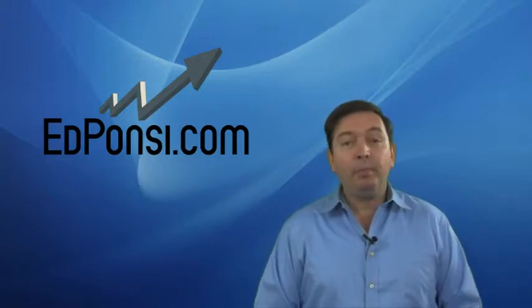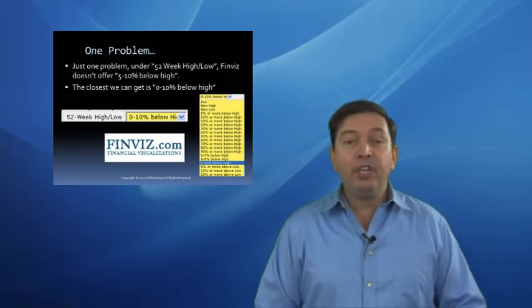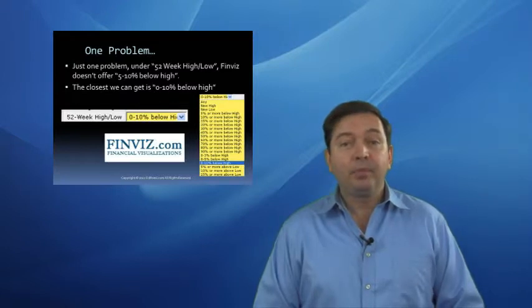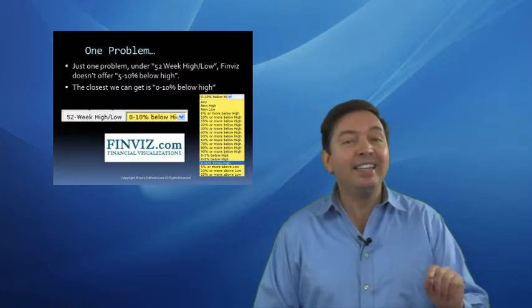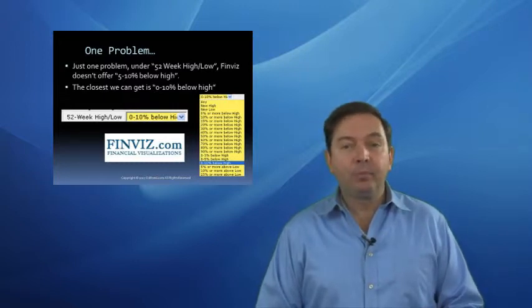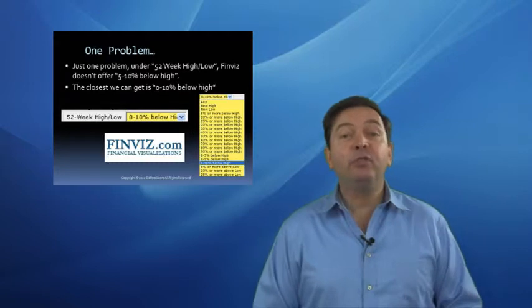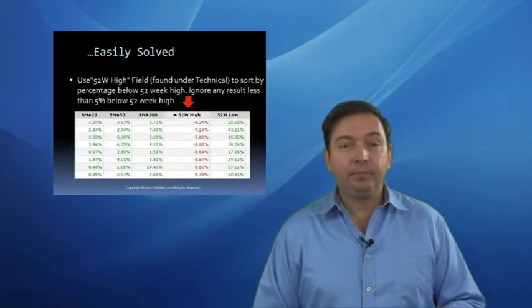There's just one problem. Under 52-week high, FinViz does not offer 5 to 10% below the high. The closest we can get is 0 to 10% below the high. What are we going to do? We can solve this very, very easily.